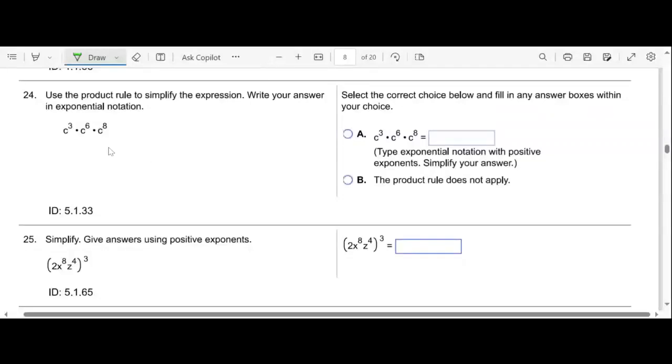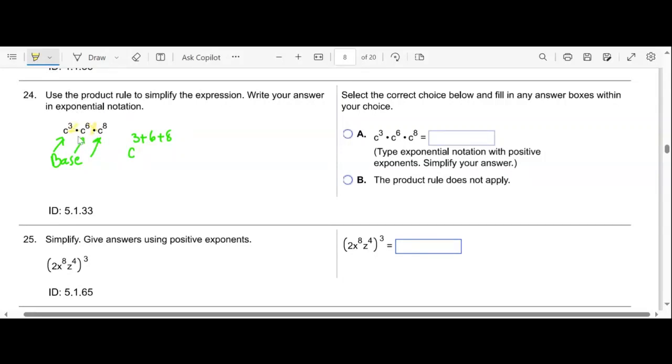Next question will be use the product rule to simplify the expression. Write your answer in exponential notation. So since I have the same base here, they are all C's. So in this case, I will see C to the power of 3 plus 6 plus 8 because they are all a multiplication. If it's multiplication, then we add. Okay? If it's multiplication, we add.